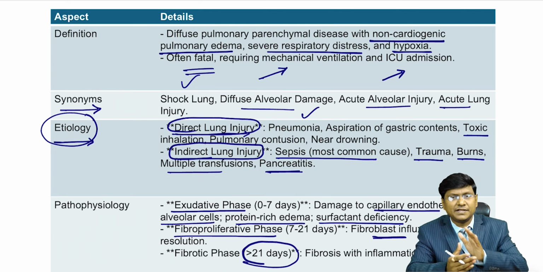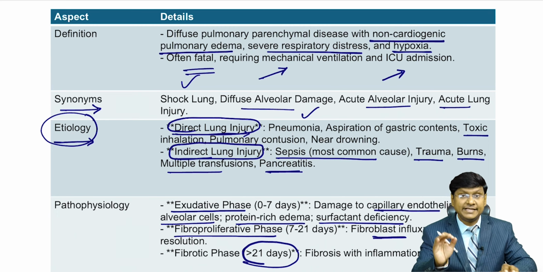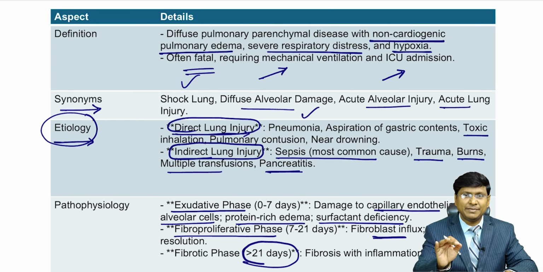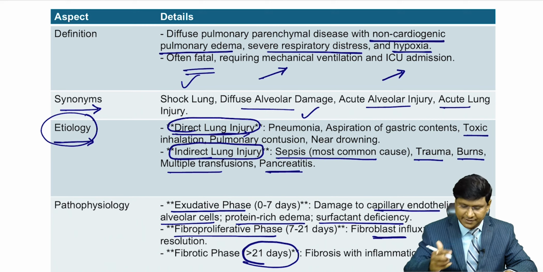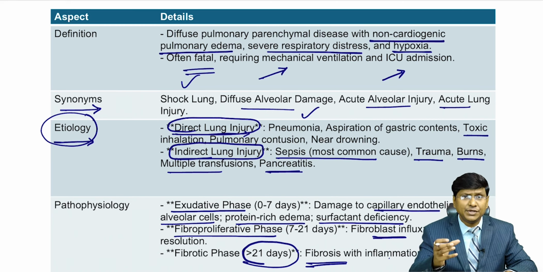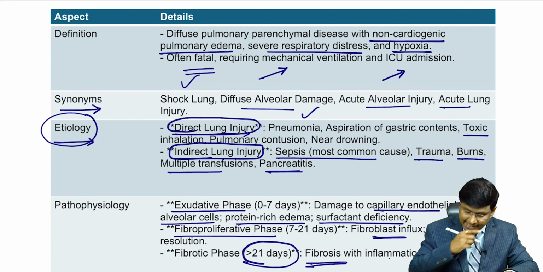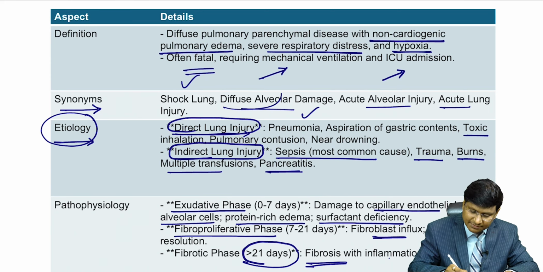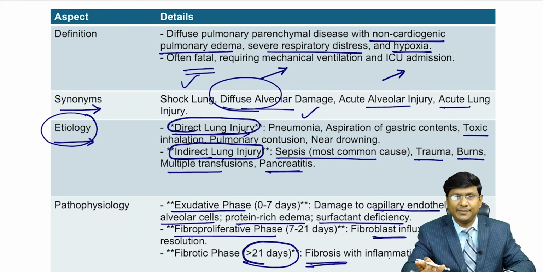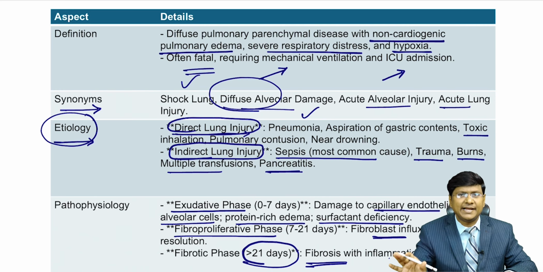In the fibrotic phase, there will be excessive fibrous tissue, and that is what causes the hardness within the lung. So you will have a completely stiff lung. That is due to fibrous tissue accumulation, and that is the reason why we use the term diffuse alveolar damage, where there is fibrous tissue accumulation within the entire alveoli.